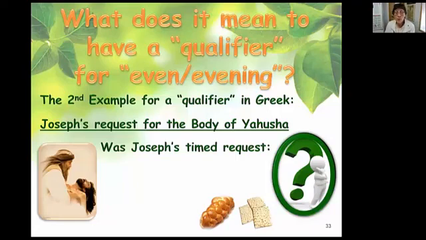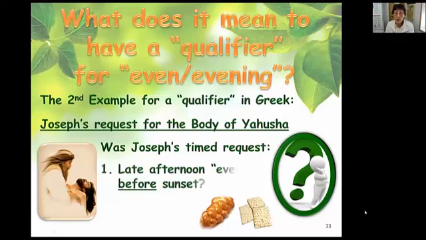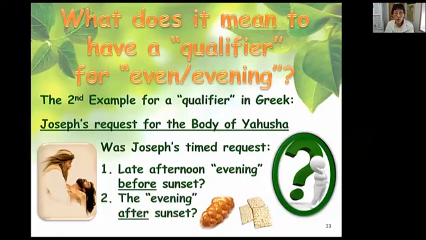So Joseph's request for the body of Yeshua, we're going to be asking, was Joseph's timed request late in the afternoon, like the evening part before the sunset? Or was Joseph's request for the evening after the sunset? And don't forget, I've got my bread here to remind you that this is a tricky question.